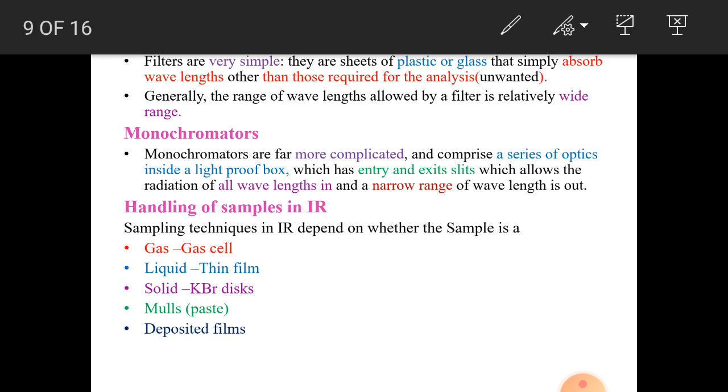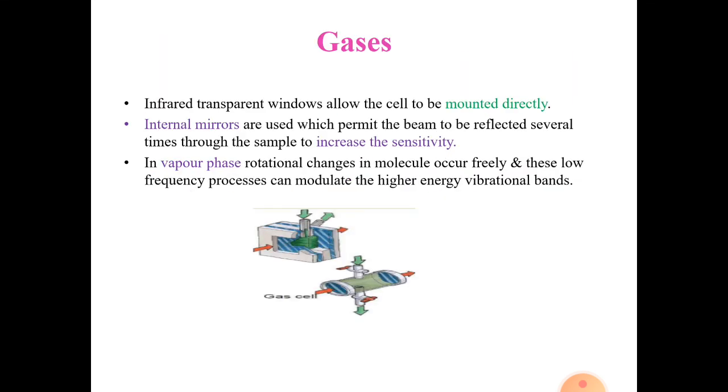Handling of samples in IR. The sampling technique in IR depends on whether the sample is gas, liquid, solid, mull, or deposited film. Gas means gas cell, liquid means thin film, solid means potassium bromide disc, mull means paste, and deposited film can also be used. Gases: an infrared transparent window allows the cell to be mounted directly in the beam. Internal mirrors are used to permit the beam to be reflected several times in order to increase the sensitivity.